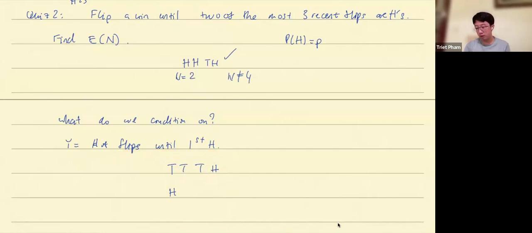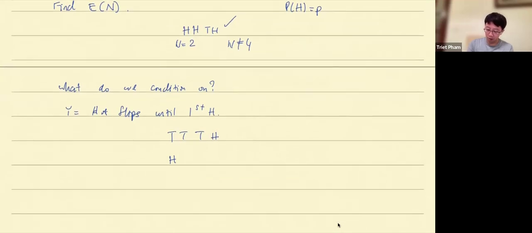On the other hand, you're dealing with two of the most three recent flips. Therefore, the nature of the problem here will require you to look 2 steps ahead, instead of 1. So what would that be? If you condition on the number of flips until the first head, how would that work?